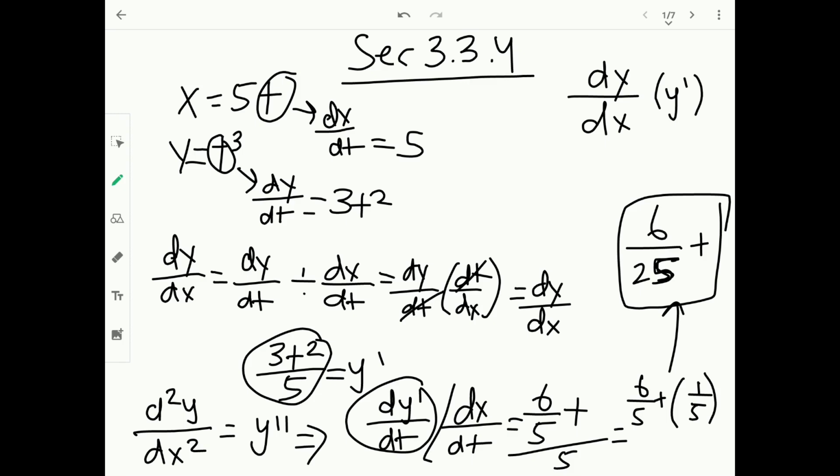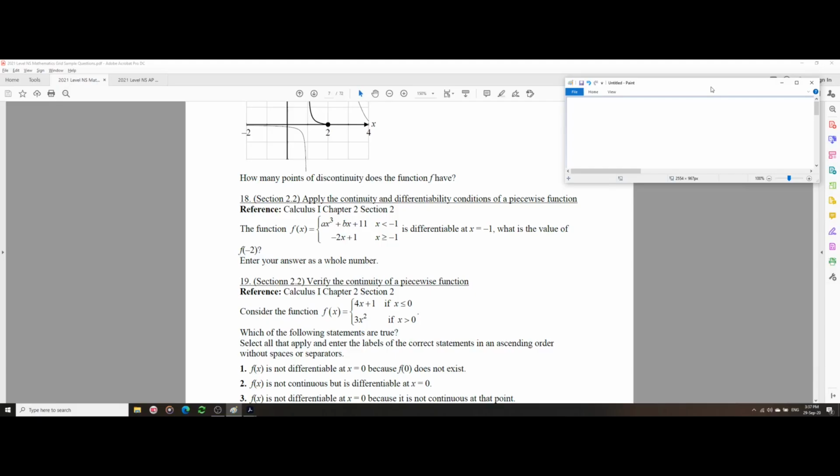Now let's make sure you understood it by doing some questions. Okay, so question 18. We're given a function that has two pieces and it splits at -1. It's also differentiable at that -1. And we're asked for the value of f of -2. f of -2 is in the smaller piece, and thus why you're doing all this trouble. Otherwise, if it was greater than, say, -2, you would just immediately put it here and find the value.